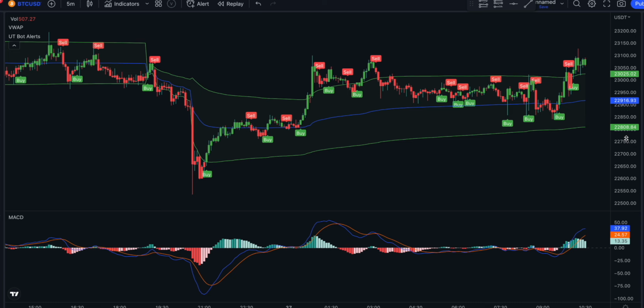We tested this strategy on the price of Bitcoin on the 5 minutes time frame. The strategy had a win ratio close to 90%. This is truly amazing and we're happy to share it with you.